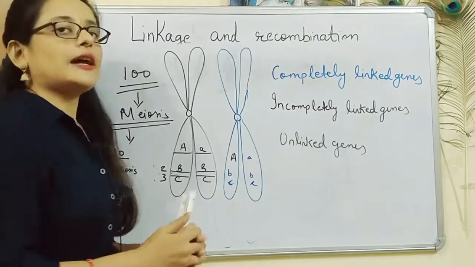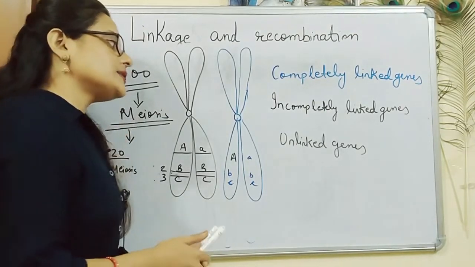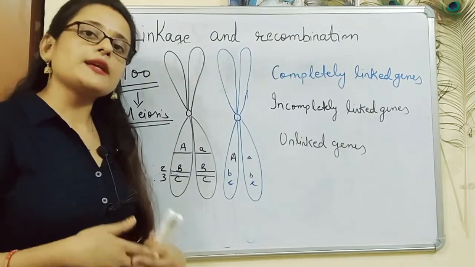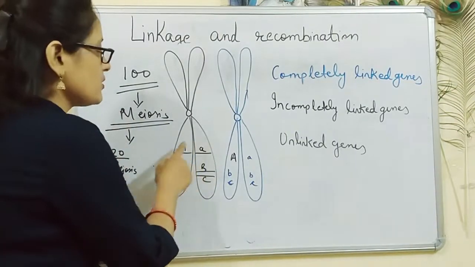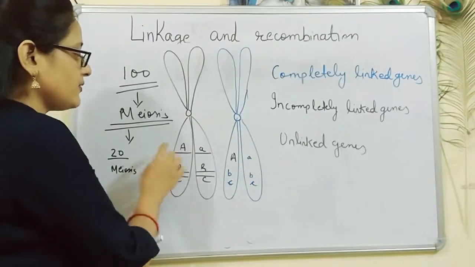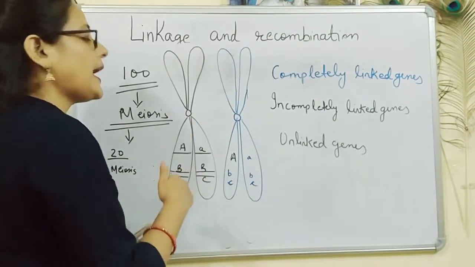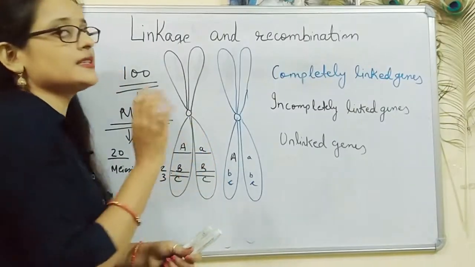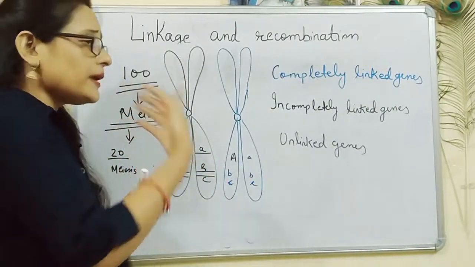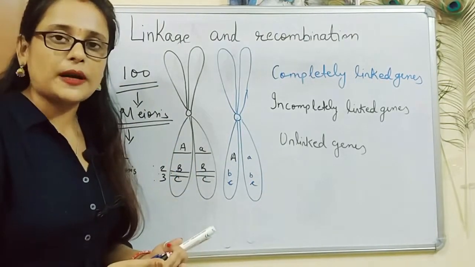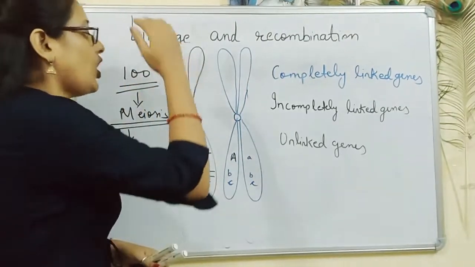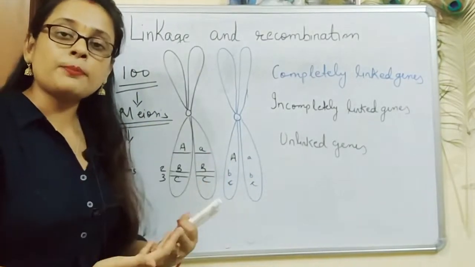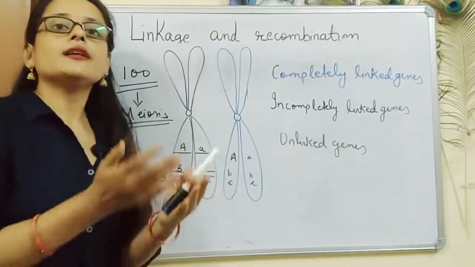The third case is that of unlinked genes. Unlinked genes are the genes which are physically apart from each other and crossing over can take place in between them. That is, suppose gene 1 and gene 2 over here, they are physically apart from each other. So they have the chances of crossing over. They can have crossing over. But here also the chance is 50%, because there is no fixed pattern. And it is not necessary that all the genes which are physically apart from each other will be separated by crossing over. They may have, they may not have.